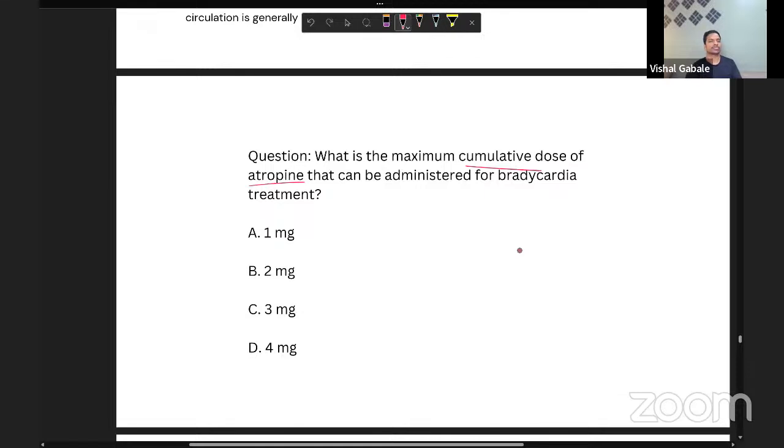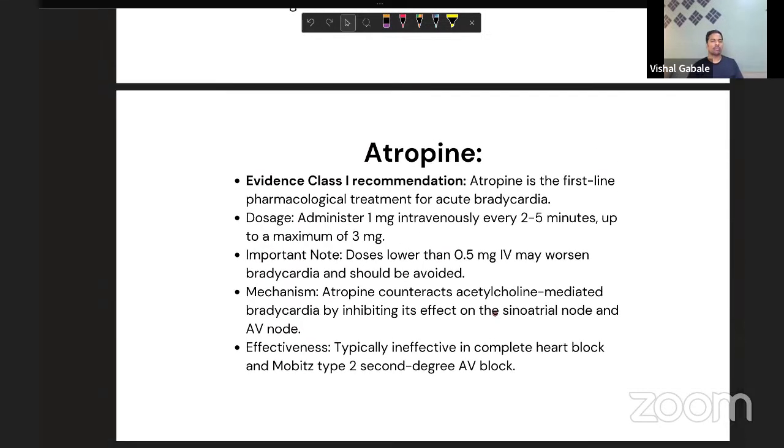We have already discussed that part. 3 mg. Correct. We start with 0.5 mg, then 0.5 to 1 mg, and we have to give up to 3 mg. All right. And remember, a dose lower than 0.5 mg may worsen the bradycardia. Therefore, it should be more than 1 mg only.